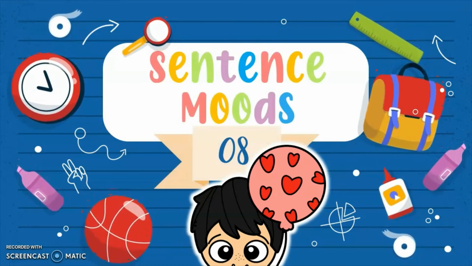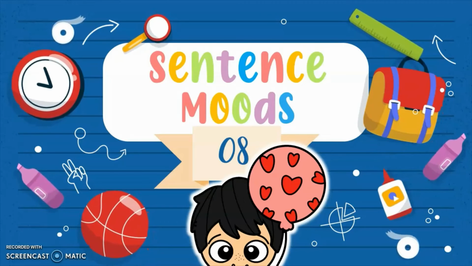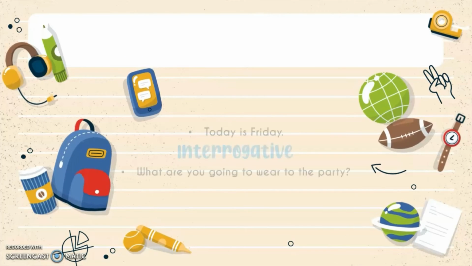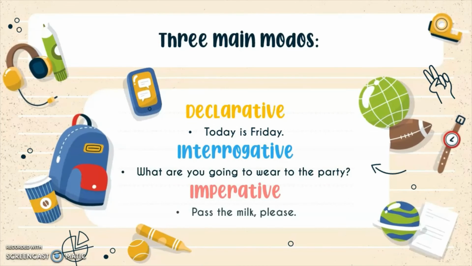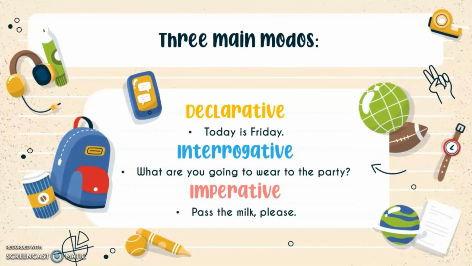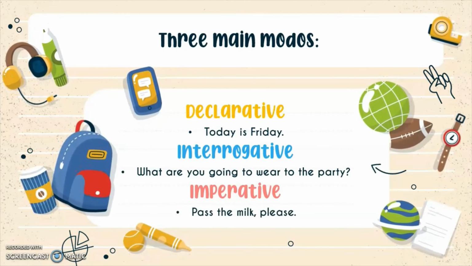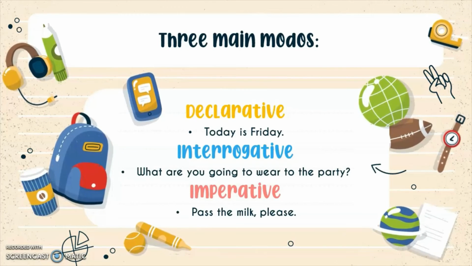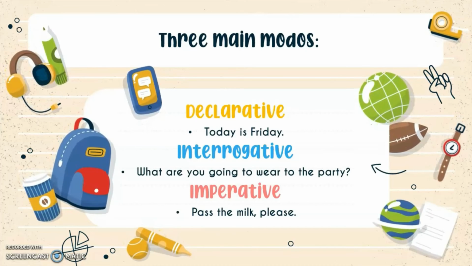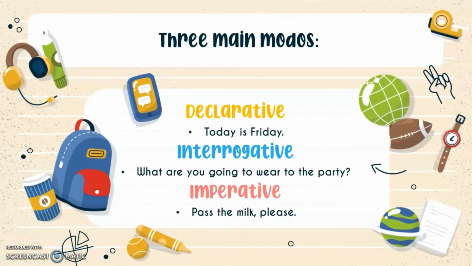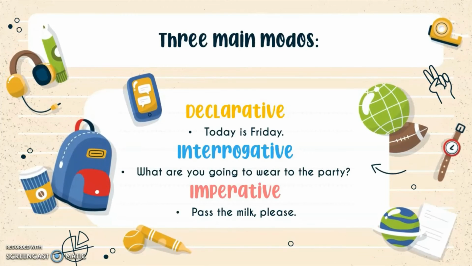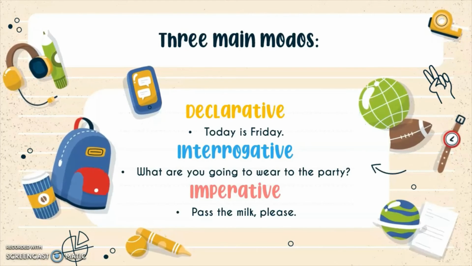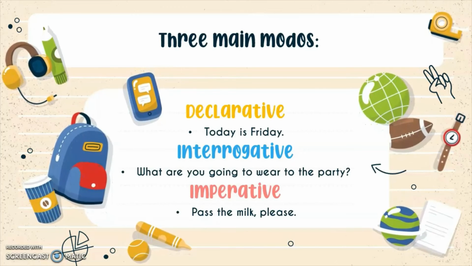Number 8, sentence moods. There are three main moods: declarative, for example, today is Friday; interrogative, such as what are you going to wear to the party; imperative, have the meal please. They are chosen considering the intention of the clause.